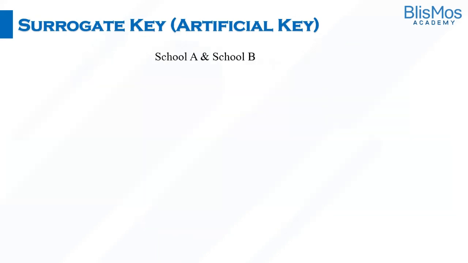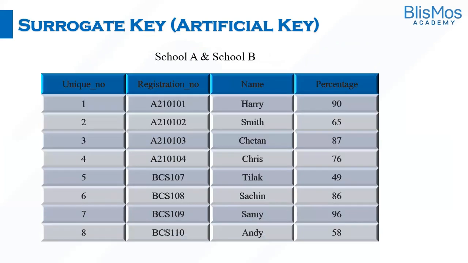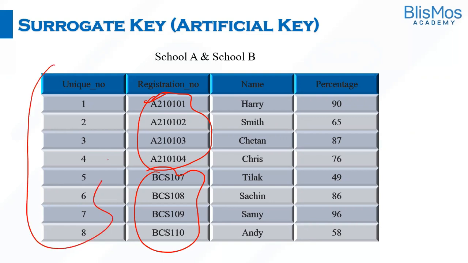If you bring together these two schools, the registration number of school A is very much different from the registration number of school B. So it doesn't make sense to have different ways of representing the unique key. That is when we can resort to a surrogate key, generate an artificial key which identifies the whole record uniquely.